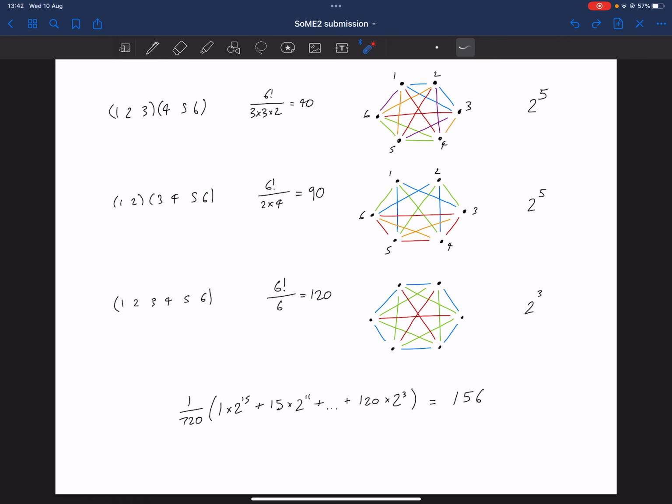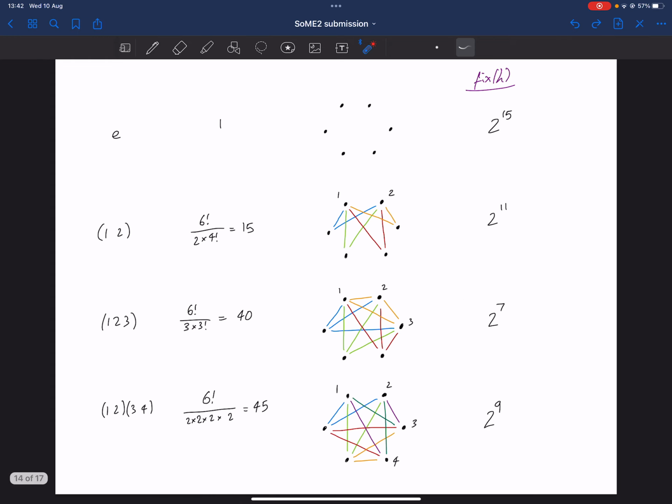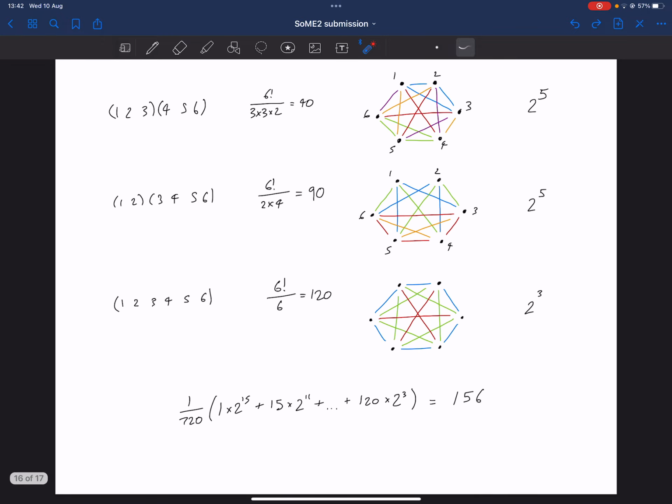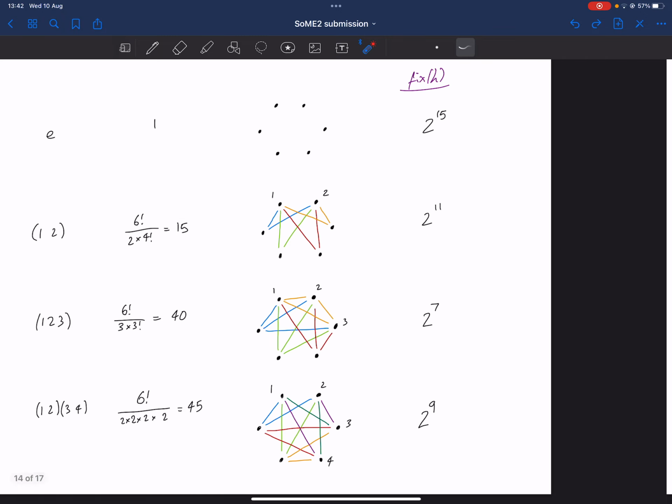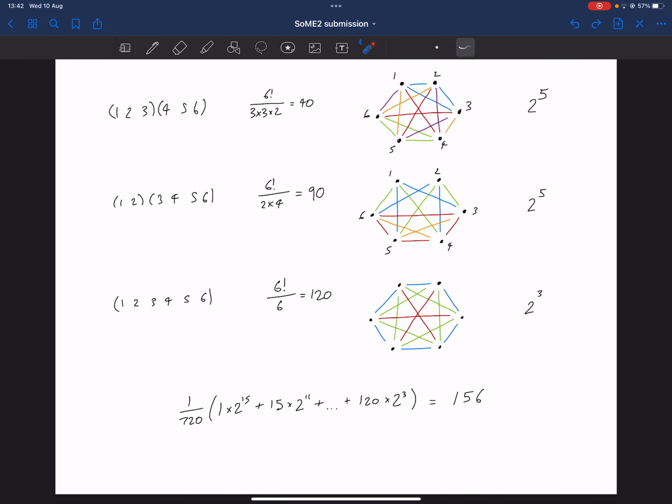And once we have calculated all of that, we just need to multiply these numbers together and sum across all of those rows. So we have that going on down here, and then we are also dividing by the number of elements in H, which is 6 factorial, 720. And we get 156, which is reassuringly an integer.